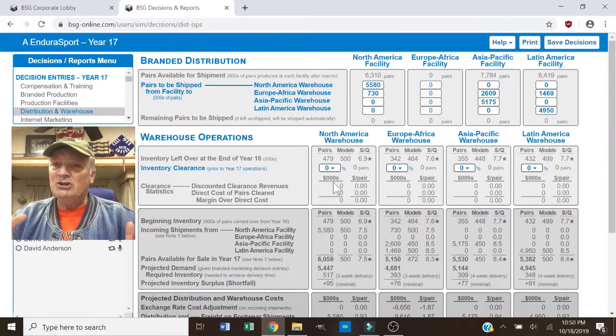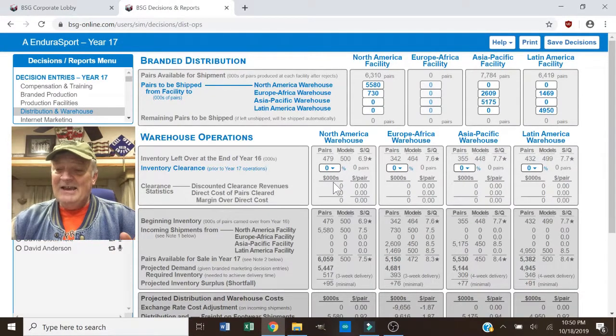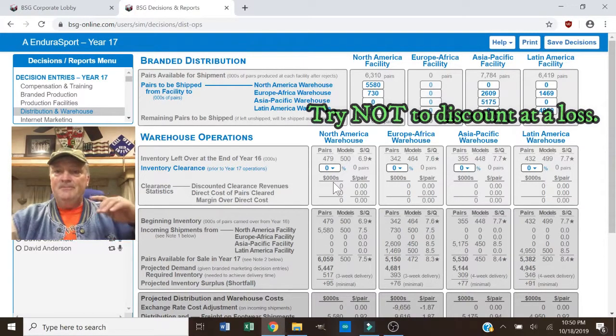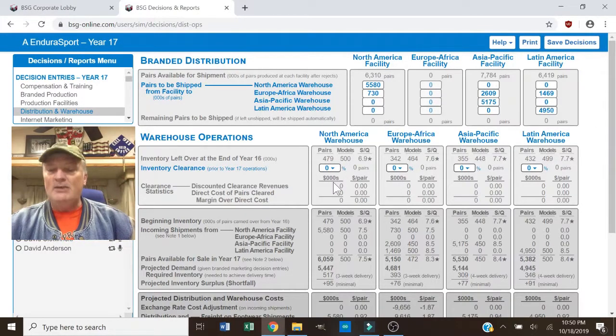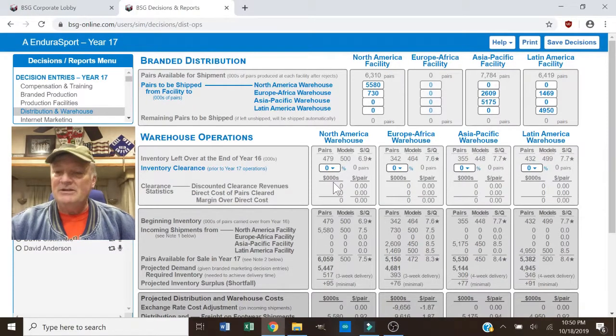If you are short shoes, don't discount anything. Don't discount a single thing. If I'm short shoes in that area, I'm not going to discount. But if I've got a whole bunch of shoes and I'm not short shoes, I'm overproducing, then you're going to want to discount these shoes so that you can kind of get rid of these, and it will help you out with the inventory that you have.